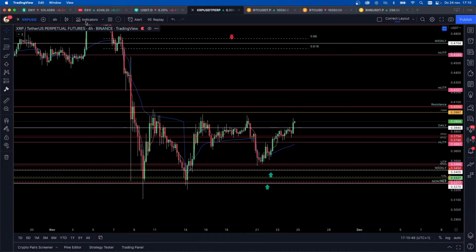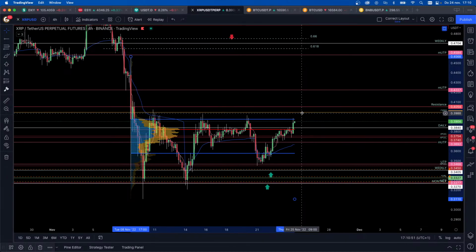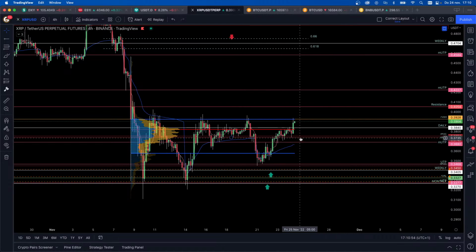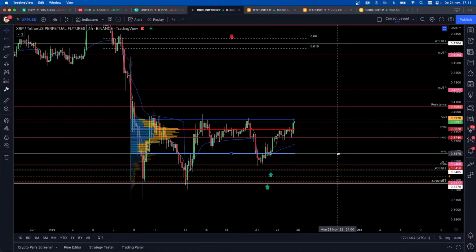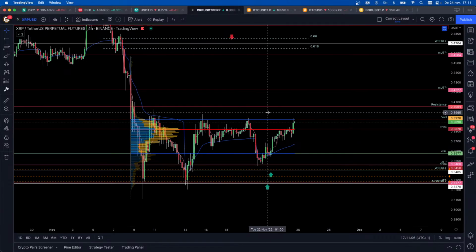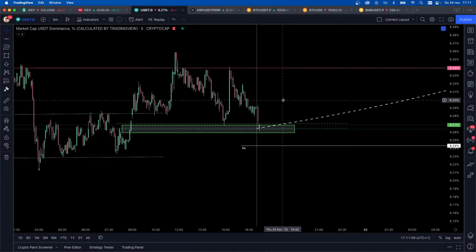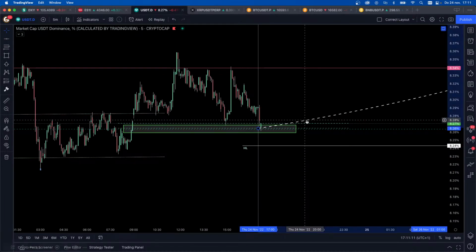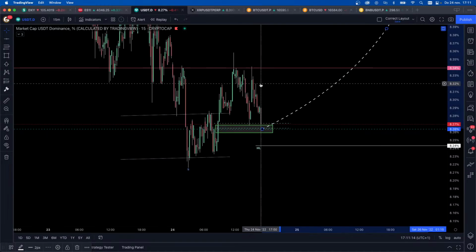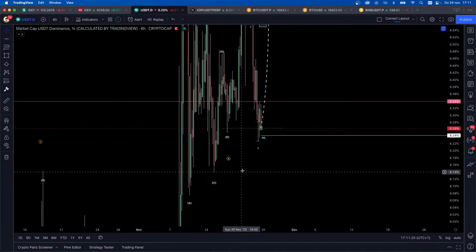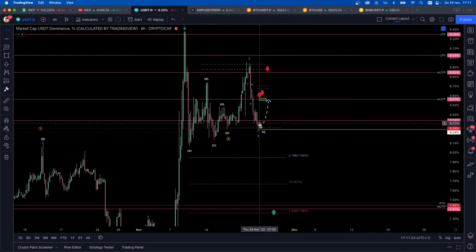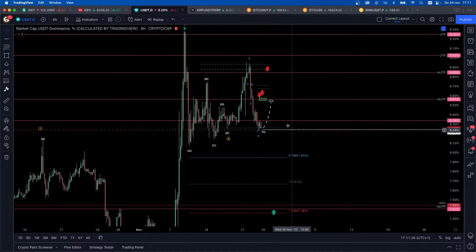XRP is just ranging. Currently at value area high, point of control over here, and then your value area low. So I'm not sure about the market here. Like I said, if we take out these lows, then we will see much lower. Then Bitcoin will break out most likely.